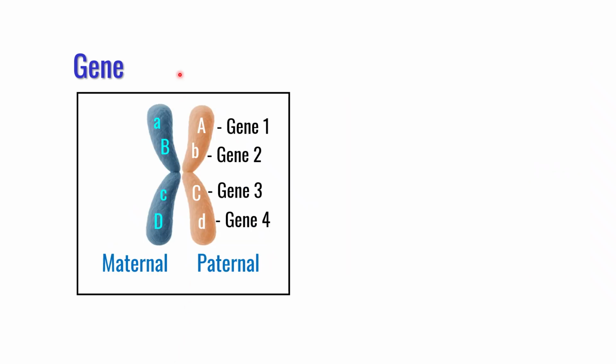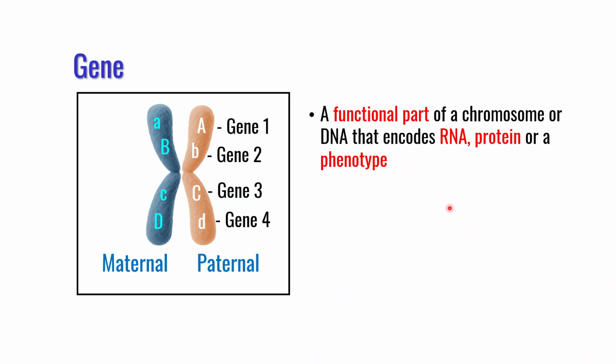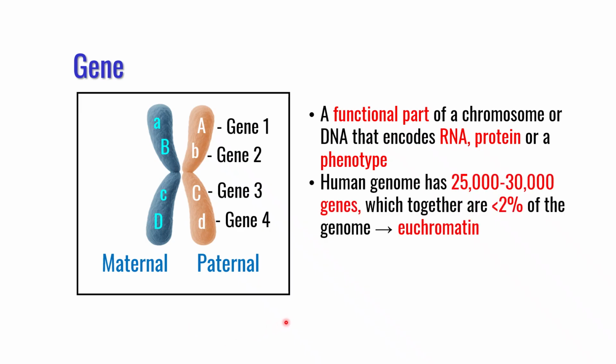So now genes, how is a gene defined? A gene is a functional part of a chromosome or DNA that encodes RNA, protein or phenotype. I have shown here one pair of homologous chromosomes where four genes are shown, A, B, C, D. So whatever genes you have from the paternal side, the same genes are inherited from the maternal side as well.